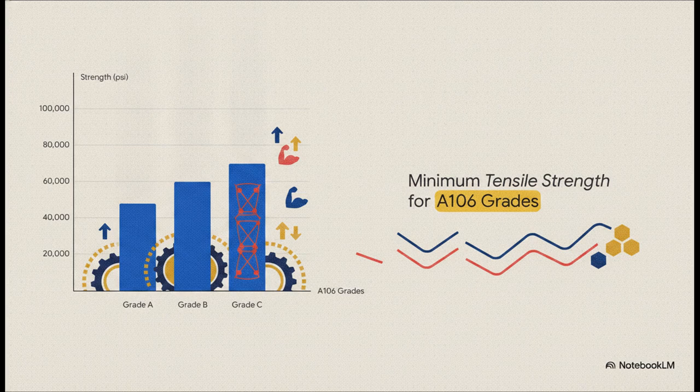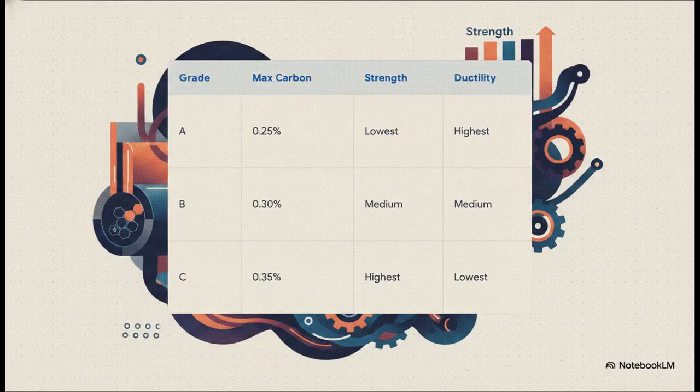It comes down to a very specific, deliberate chemical adjustment. The key variable we're tweaking here is carbon. Grade A limits carbon to a maximum of 0.25%.